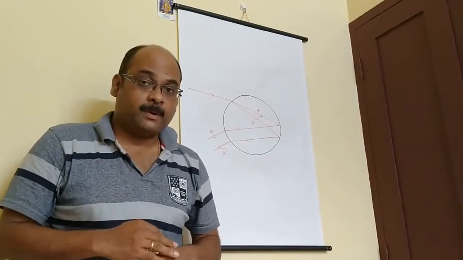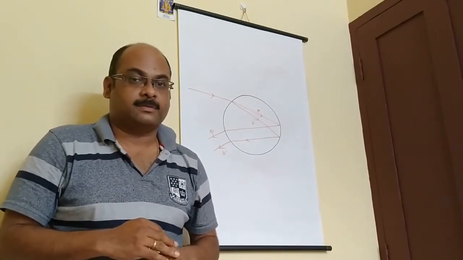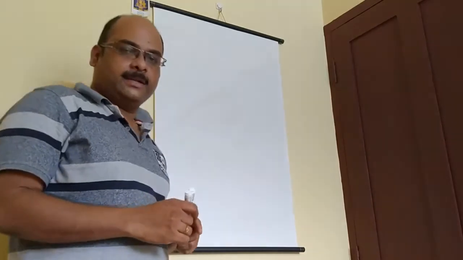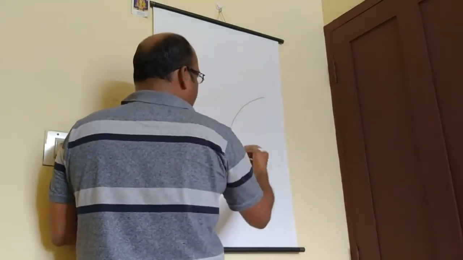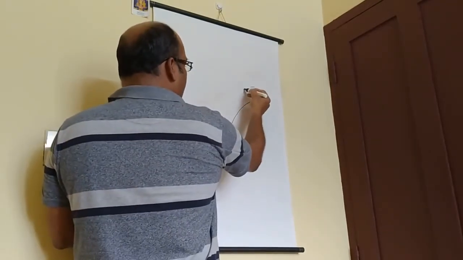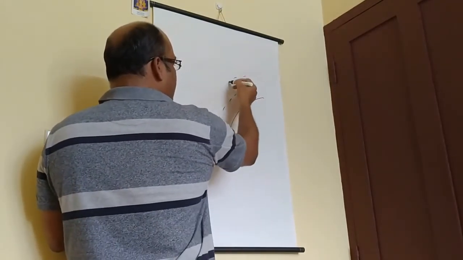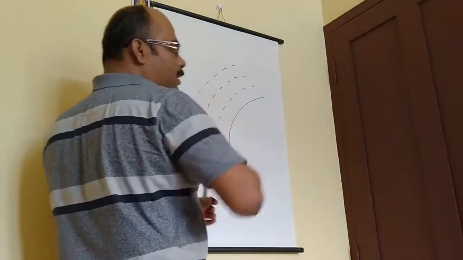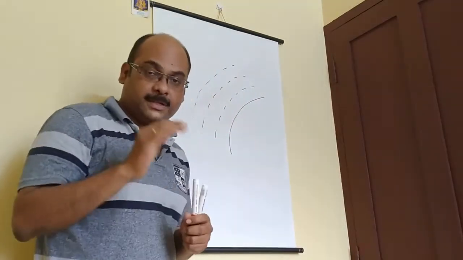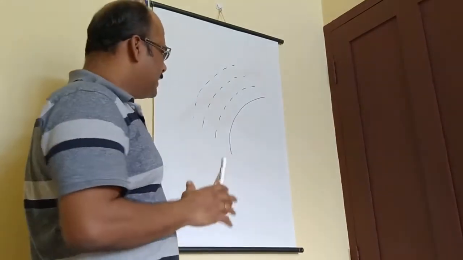Now another example is about twinkling of stars. So why does a star twinkle? Okay, so we can consider this is Earth, and Earth has got atmosphere, different layers are there. As you move from Earth to the upper atmosphere, the optical density decreases. Okay, so different layers have different optical densities.